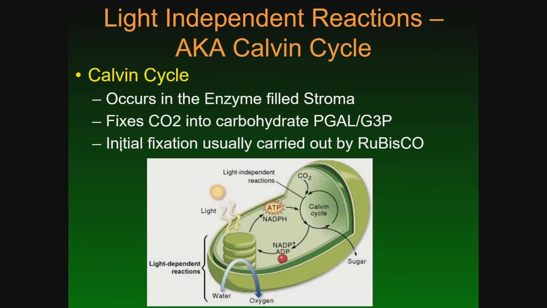So initial fixation is carried out by Rubisco, ribulose 1,5-bisphosphate carboxylase oxygenase. So it's a carboxylase and an oxygenase. What does that mean? That will actually become important later on. But it starts off with RuBP, or ribulose 1,5-bisphosphate. So that's the substrate for that enzyme. You don't have to really remember any of the other enzymes in this pathway other than Rubisco. So remember Rubisco. Or you could remember ribulose 1,5-bisphosphate carboxylase oxygenase.